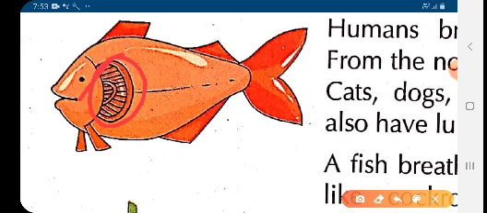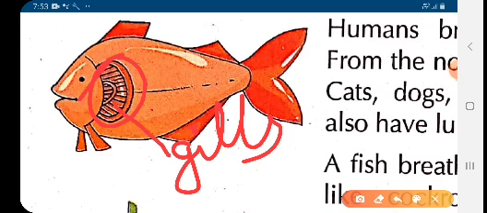As these fishes live in water, they breathe the oxygen dissolved in water through their gills. So children, the animals which live in water use the oxygen dissolved in water for breathing, and they breathe through their gills. So these are nothing but the gills. These are the organs through which these fishes breathe.